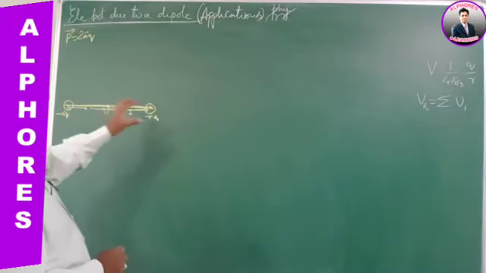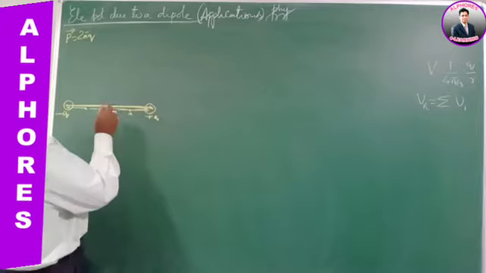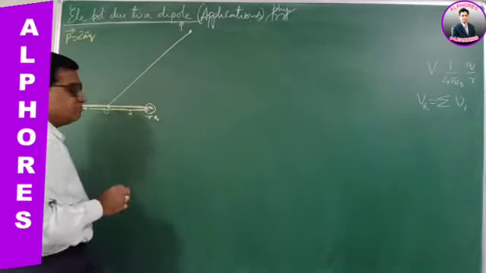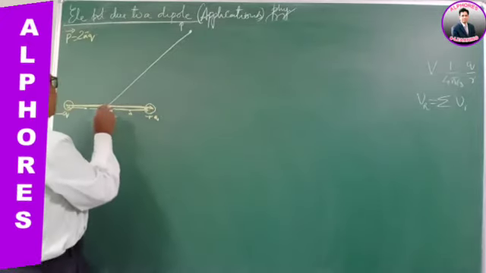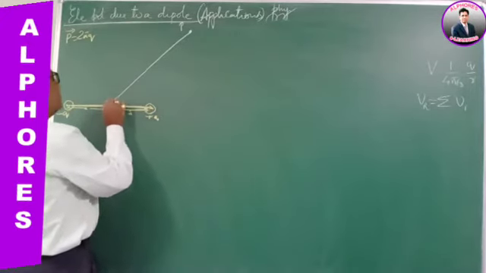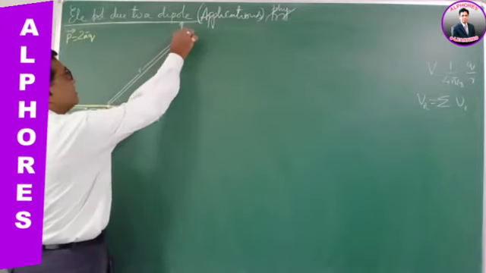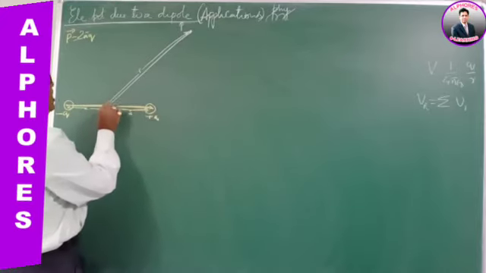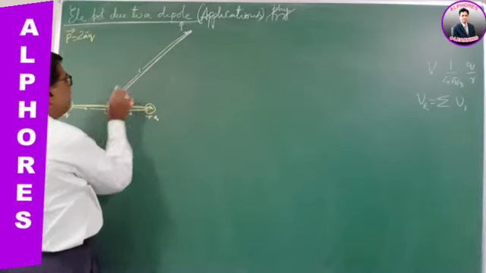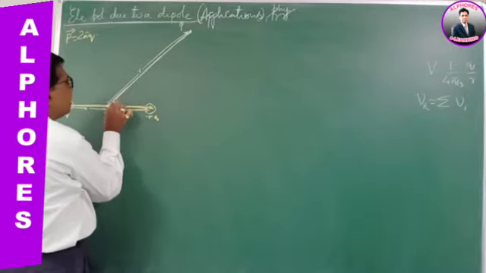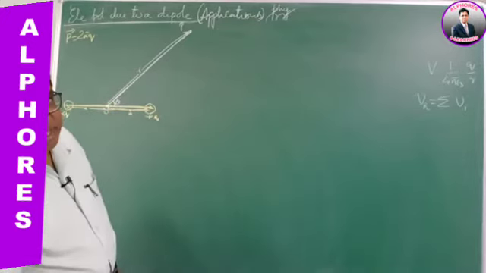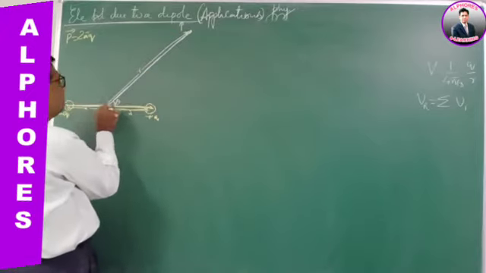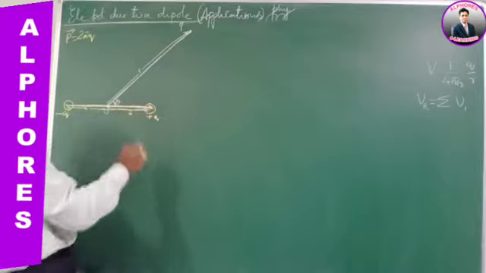Now, with respect to this dipole, I have to find the potential due to this at some arbitrary point P. So let P be an arbitrary point at a distance R from the center of the dipole. This is the distance R. And the line joining that point P makes an angle theta with the axial line of the dipole. This is the axial line of the dipole.